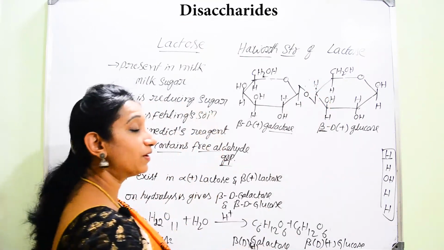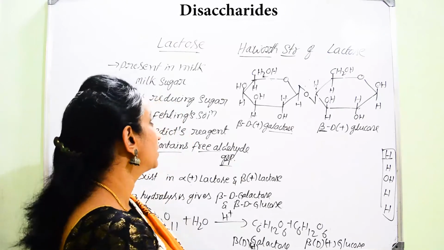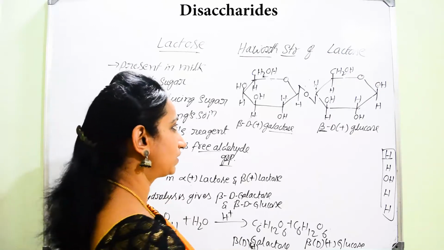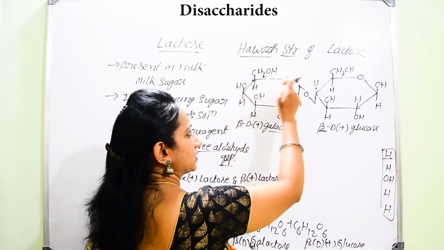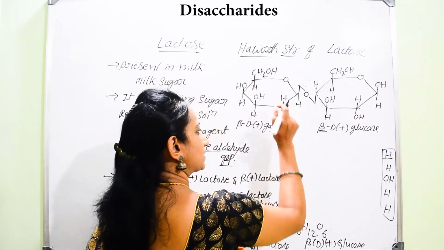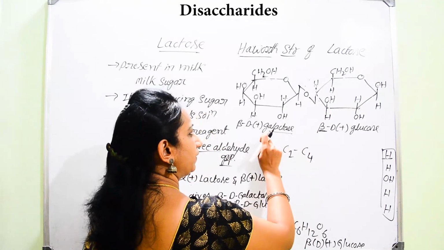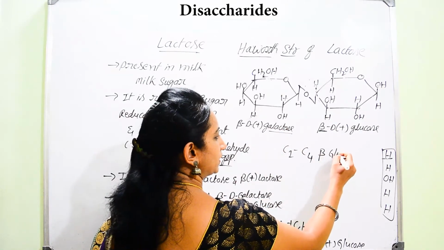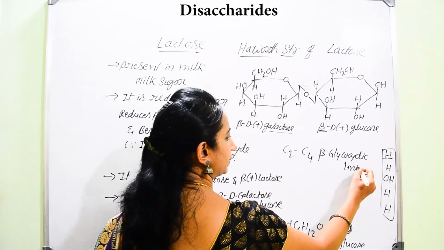So what type of linkage is it? If they ask in examination, what is the type of linkage in case of lactose, what is the type of glycosidic linkage? The numbering is 1, 2, 3, 4, 5, 6. So it is the fourth carbon and the first carbon, C1, then C4. Instead of writing alpha, what you should write? Beta glycosidic linkage. Beta glycosidic linkage, isn't it?